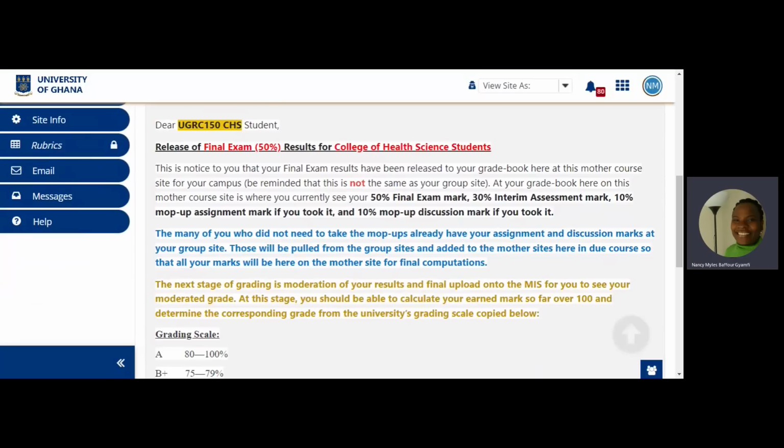Okay. The next stage of grading, that is after I'm telling you this, I'll give you further information. The next stage of grading is moderation of your results. If you're a moderator, you know you are checking, because it's not enough to just mark an examination and then total marks. No, you have to moderate it. Okay, so moderation of your results and final upload onto the MIS.